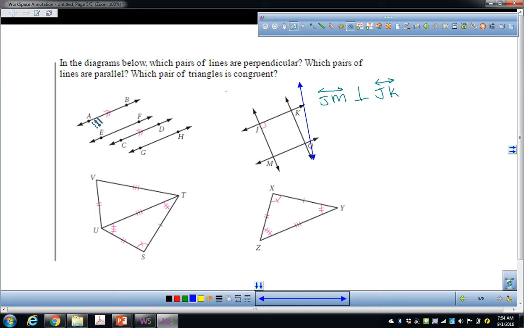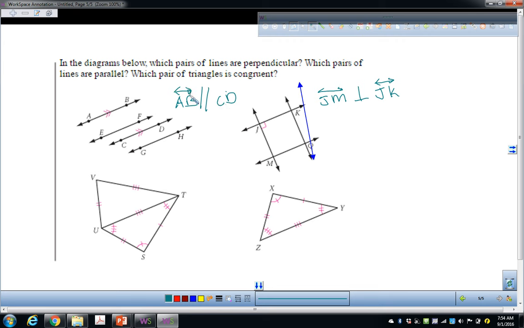Who can tell me which lines are parallel? Raise your hand. Which lines are parallel there, James? AB and CD. The only one you could assume here is that line AB is parallel to CD. Even though these ones look like they're parallel, you can't assume that unless it has little arrow marks on it like that.